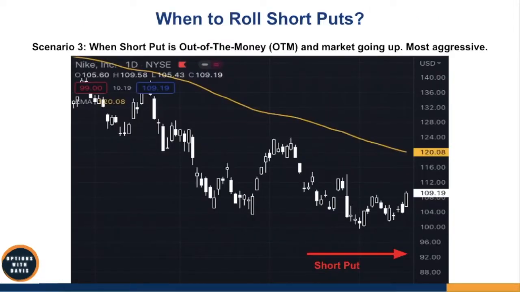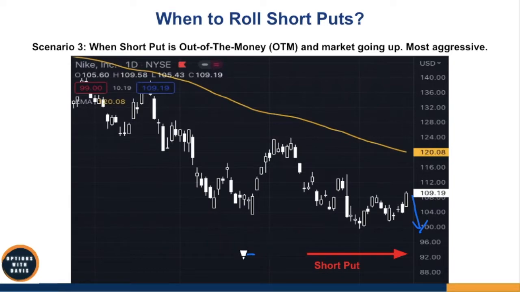Okay, so the third scenario to roll is when the short put is out of the money and the market is going up. Now this is the most aggressive, and this is also when you feel that you have no chance, or there's very little chance for the market to come back down again after that. So for this, you want to try and capture more profit on the short put, right?